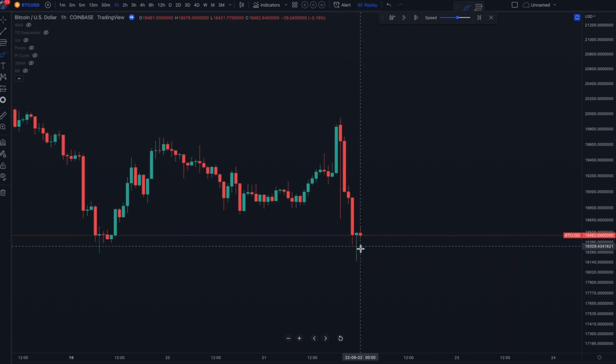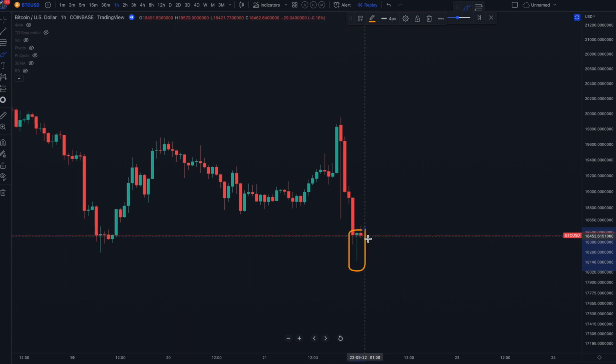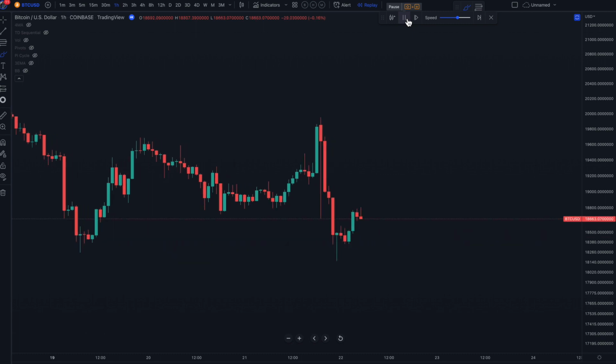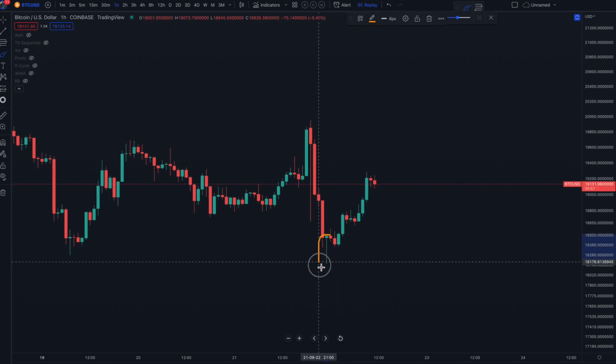So by 8 o'clock, 9 o'clock and 10 o'clock in the evening UK time, we got this hammer candle at the bottom of the trend here, with a lot of buying as designated by this long wick here, which tells us that a lot of buyers came in at this point. This is usually a reversal pattern with a high degree of probability. And since then, overnight and this morning, this is what's happened. The hammer candle was a very good sign that we were about to go back up.